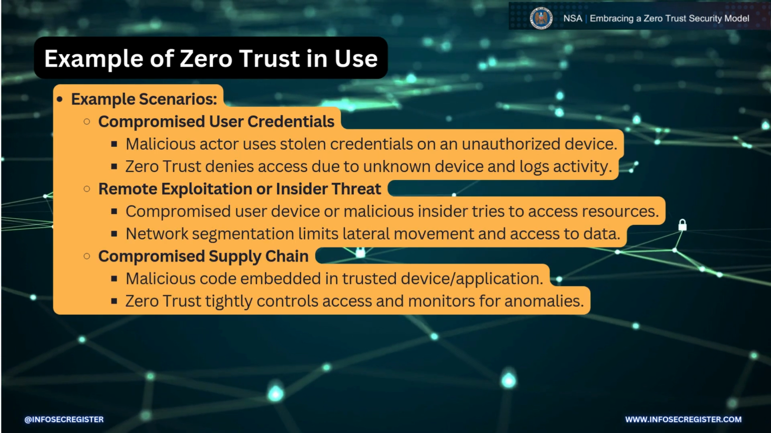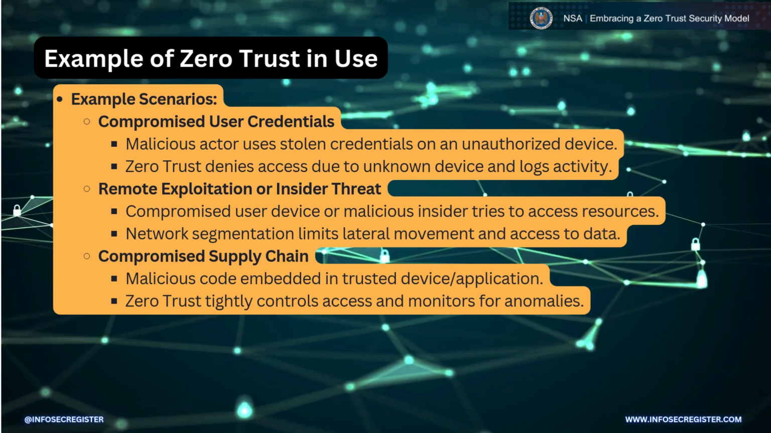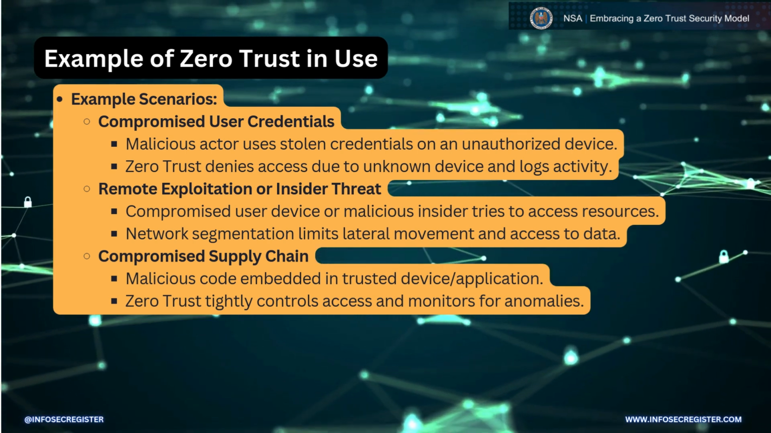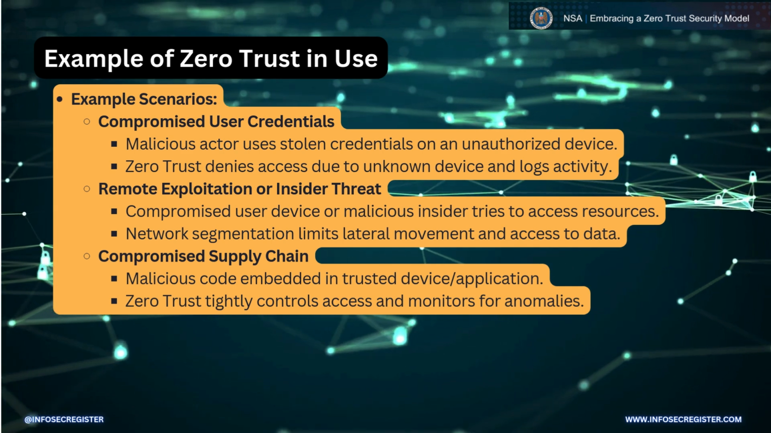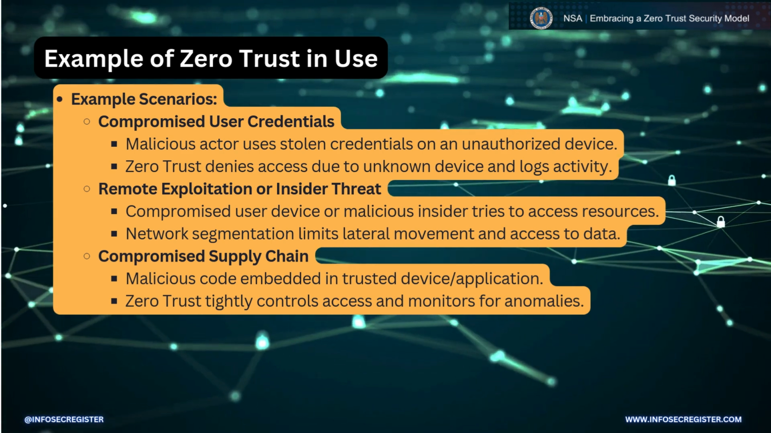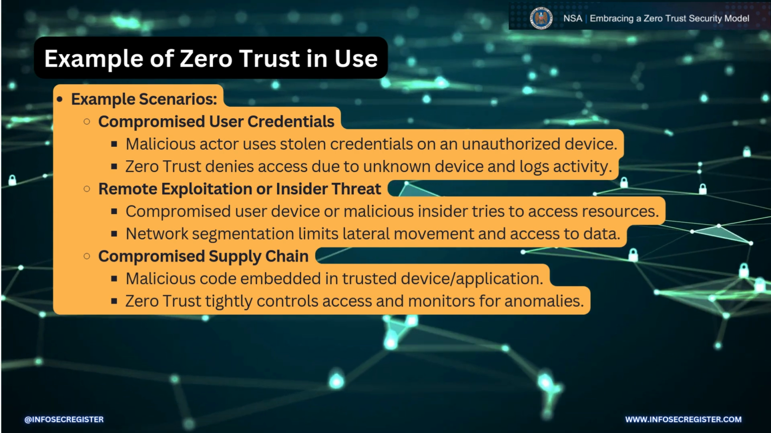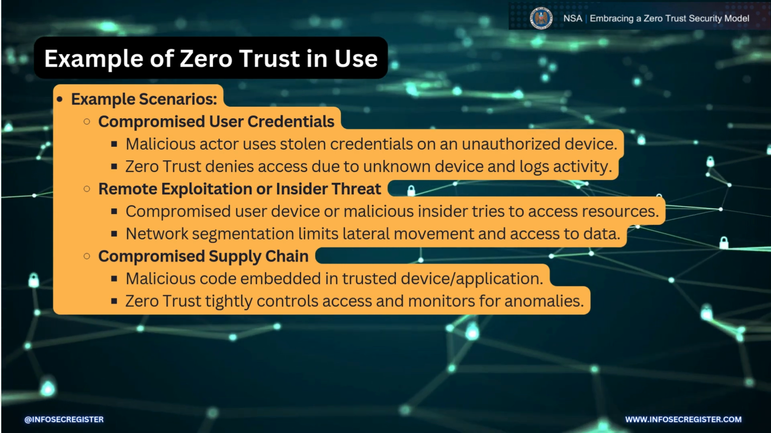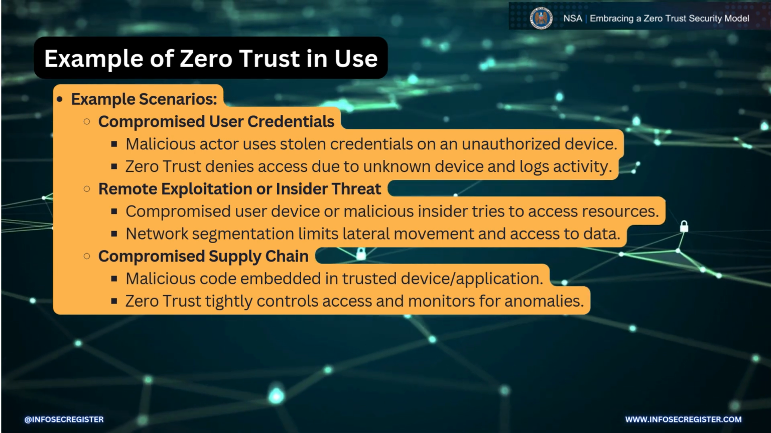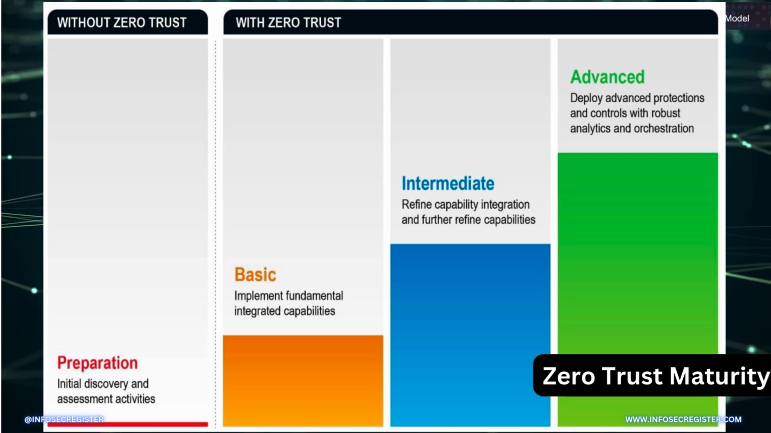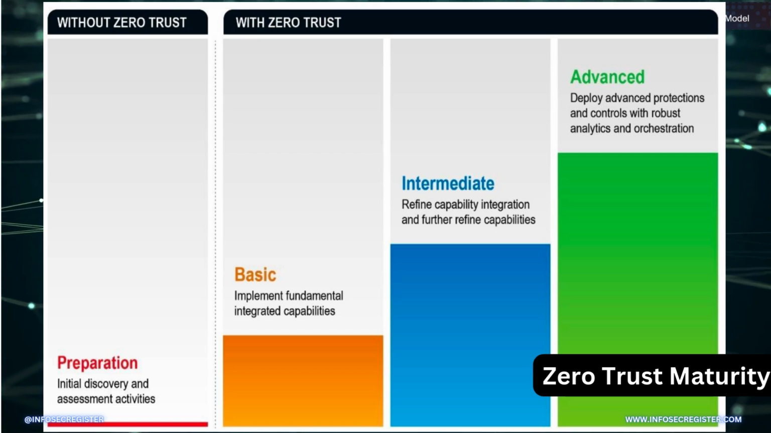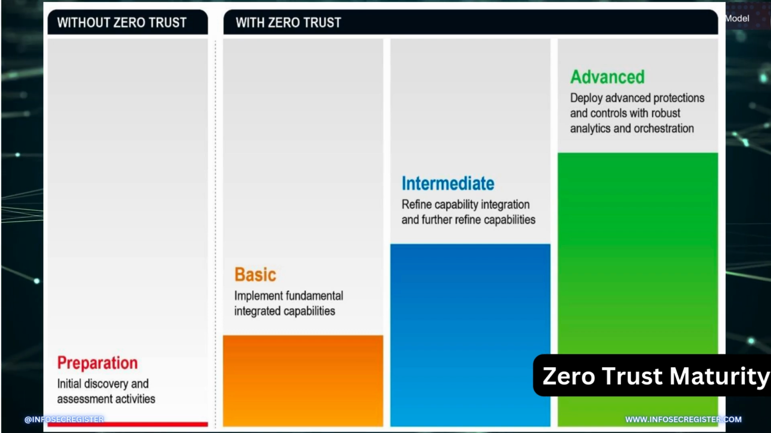These examples showcase how a robust zero-trust implementation effectively detects and mitigates malicious activities that might otherwise go unnoticed in a traditional security framework. By leveraging contextual information, strong authentication, and continuous monitoring, organizations can significantly enhance their defenses against evolving threats. Next, let's discuss the concept of zero-trust maturity and the importance of a structured approach to its implementation.